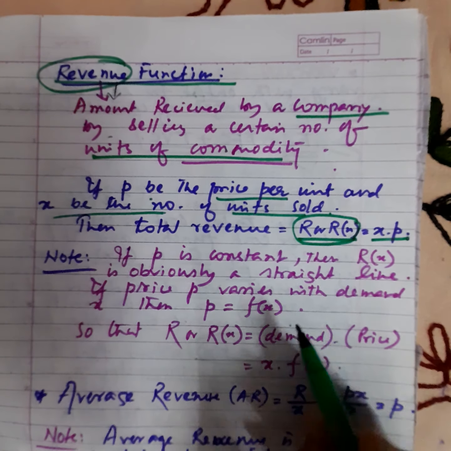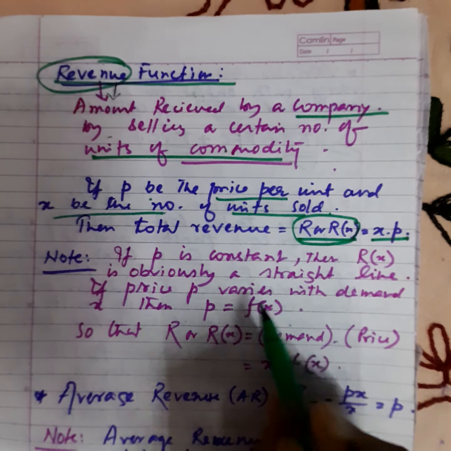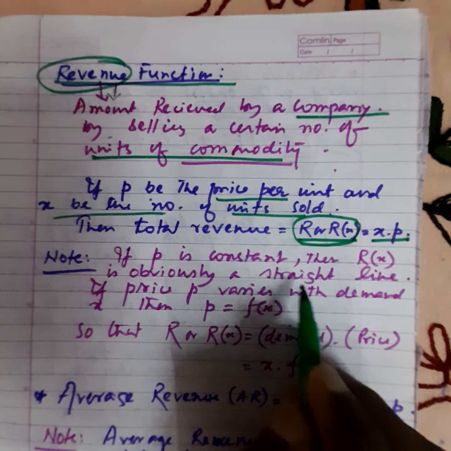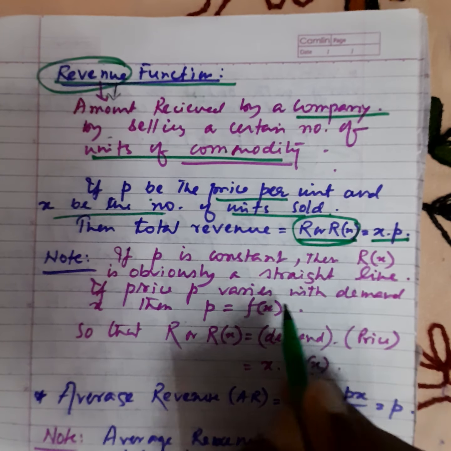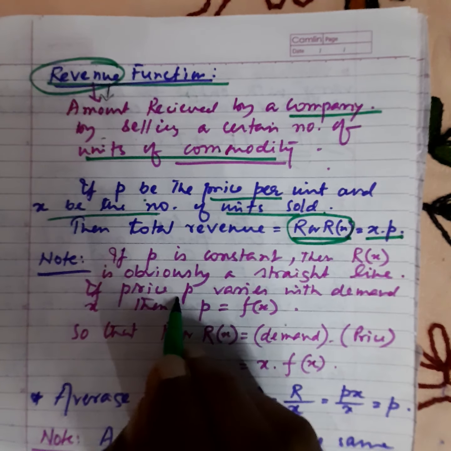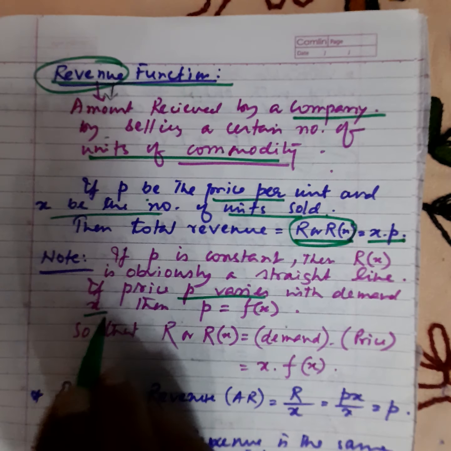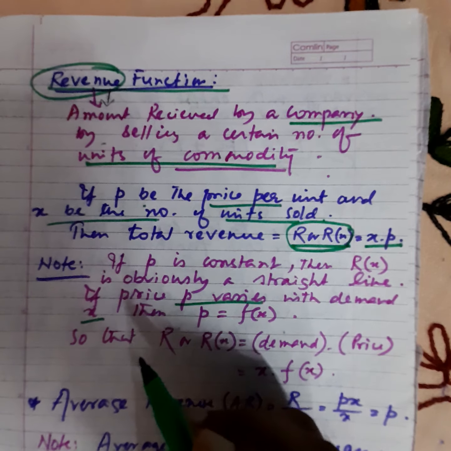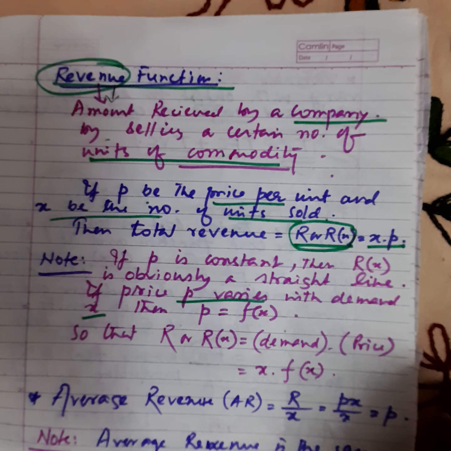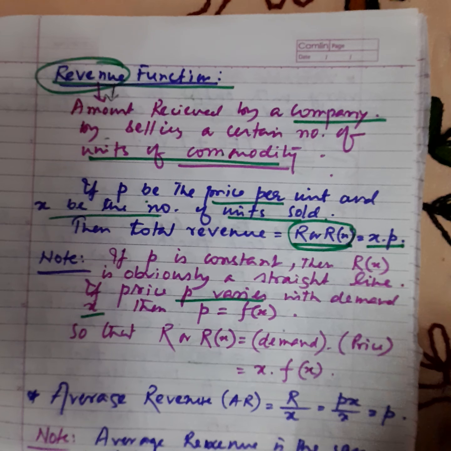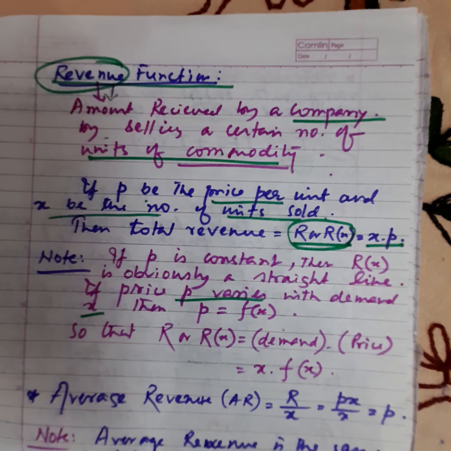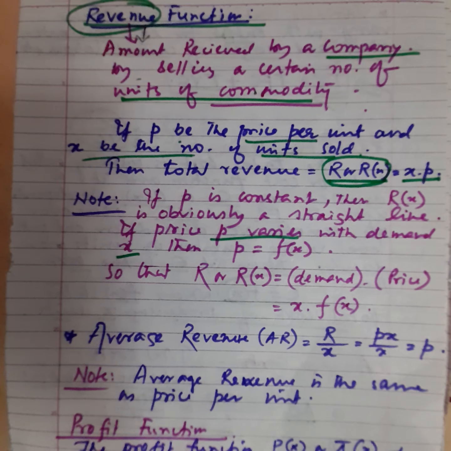Note, if P is constant, price is constant, then R(x) is obviously a straight line. If price P varies with demand x, the number of commodities, that means we can say, if price is more, demand is less, inversely proportional, or if price is less, demand is more, automatically it comes to the market.